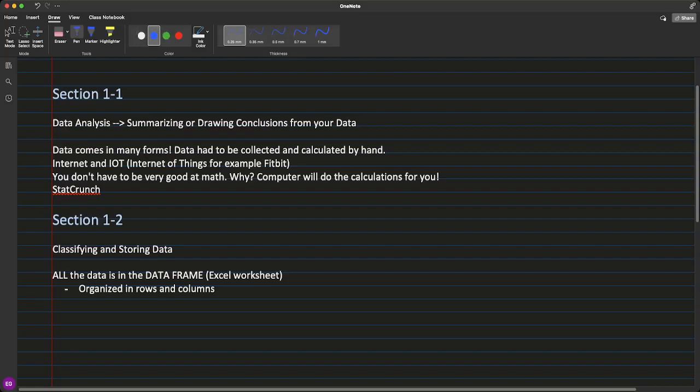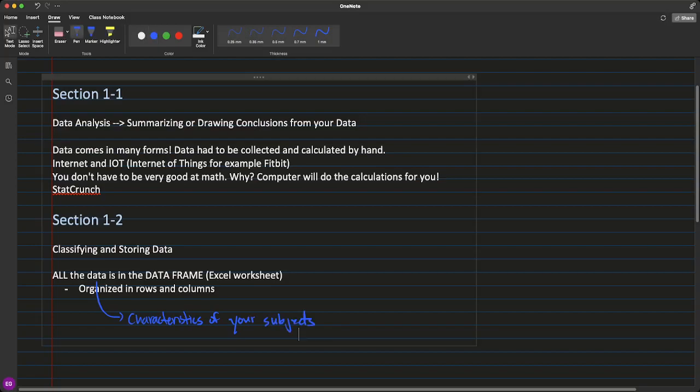So data is the characteristics of your subjects. So it's the characteristics of your subjects. Okay, so basically you're going to have some sort of driving question. And the subjects are the things which you are studying, that which you are studying.